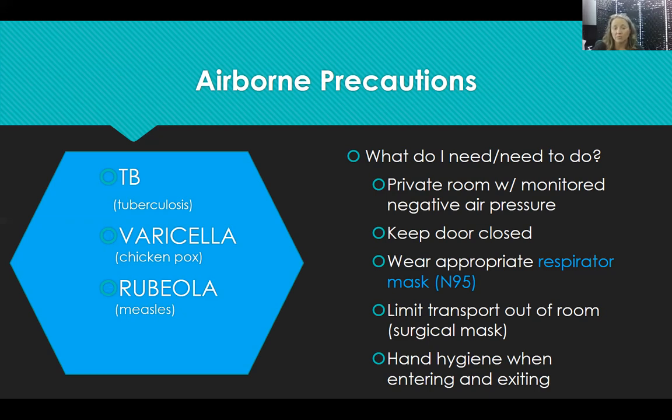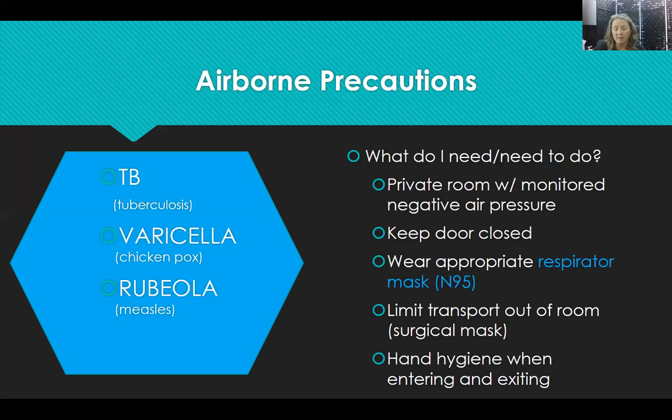So for a patient with airborne precautions, they need to be in a private room with negative air pressure. Negative air pressure means that the air is not being pushed out. It's getting sucked out of that room so that it's getting filtered before it goes anywhere else. Where regular rooms are pumping air into the room, they're sucking it out of this one so it's filtered before it goes elsewhere. The door needs to be kept closed.